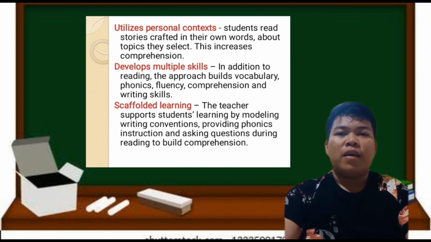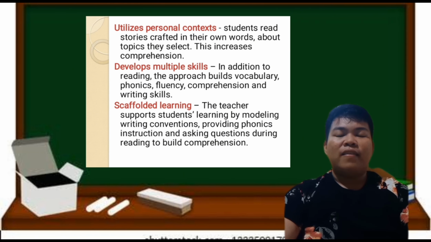Develop multiple skills. In addition to reading, it also builds vocabulary, phonics, fluency, comprehension, and writing skills. It expands their vocabulary on the language they use because they tend to research the words and correct grammar in writing their experiences. Fluency in the language because they use the language in writing and reading their personal experiences.